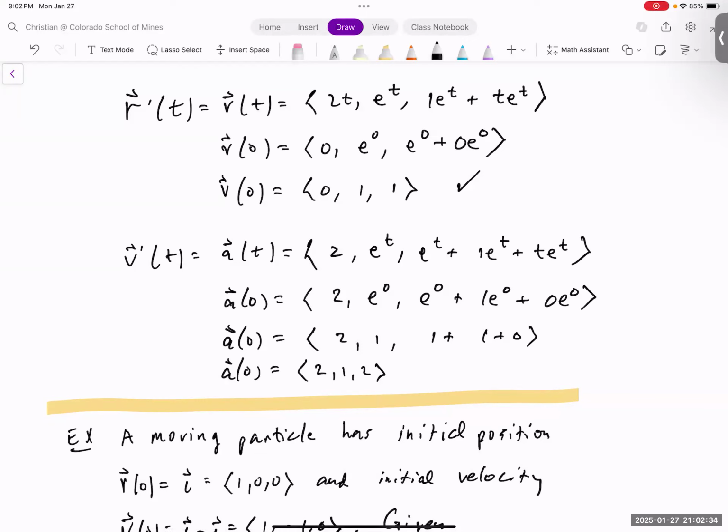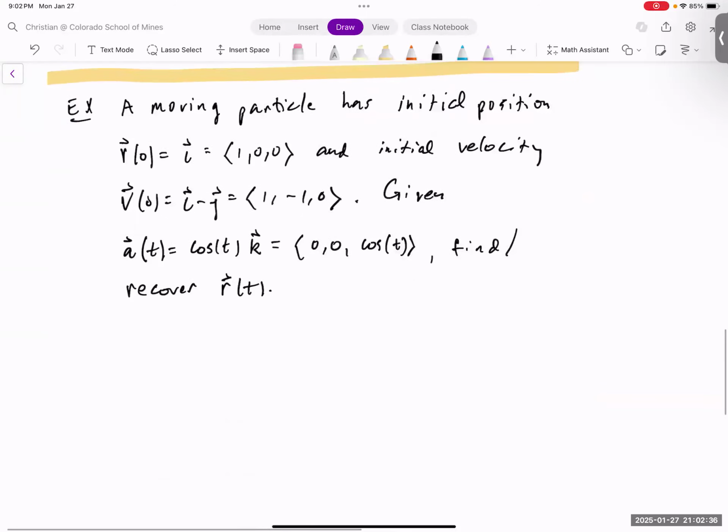All right. The next part is dealing with a particle moving with initial position and initial velocity. And then we need to recover, based on our given acceleration, what the position was.